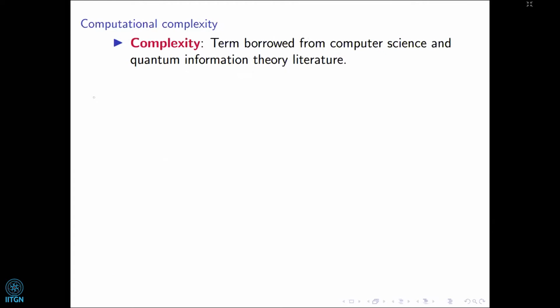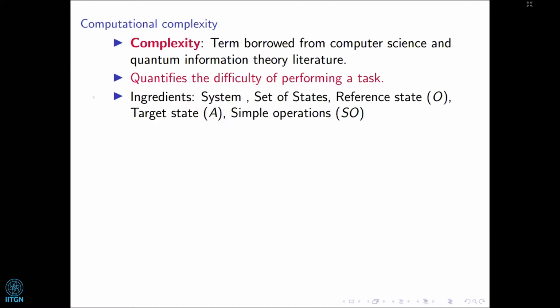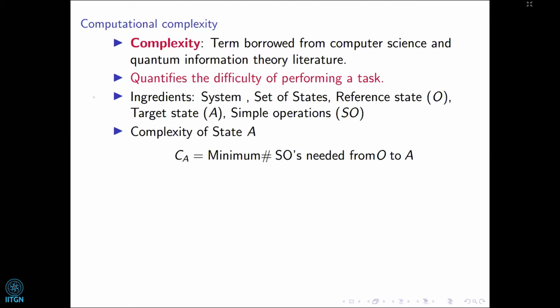Computational complexity. Now, this has been very thoroughly reviewed in earlier talks, but for the sake of completeness, I would like to just go over it. So complexity is a term borrowed from the computer science and quantum information theory literature. Basically, it quantifies the difficulty of performing a task. But in order to define it, the ingredients which go into defining it are the system, the set of states, then a reference state, the target state, and some set of simple, well-defined operations.